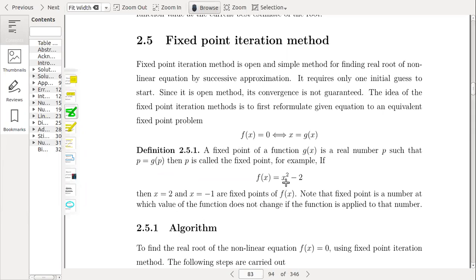What is the definition of the fixed point? A fixed point of a function is a real number such that if we substitute this real number into the function, then the value of the function is equal to this number. Then this number is called the fixed point.